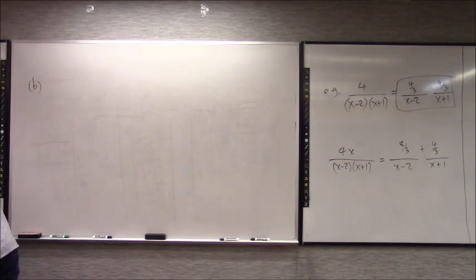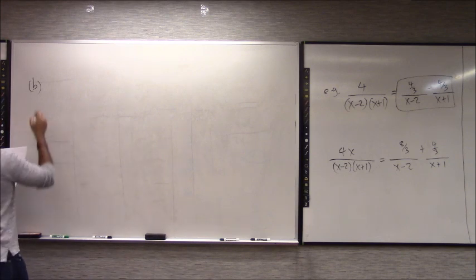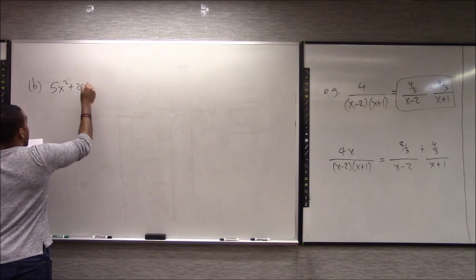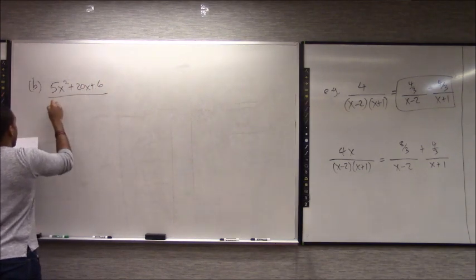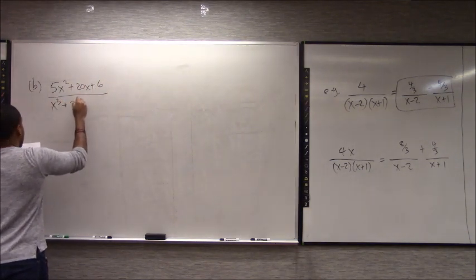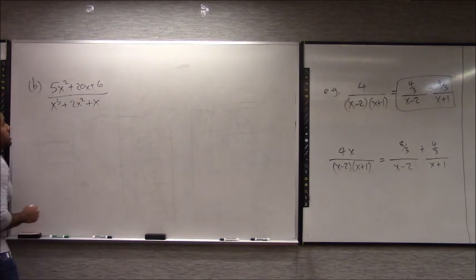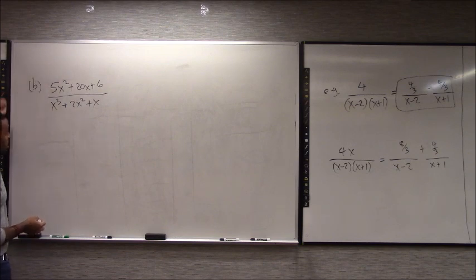So for part b, we have 5x squared plus 20x plus 6 over x cubed plus 2x squared plus x. All right, so I want to find the partial fractions. Step 1. Is it proper? Yes. Highest power on the top is a 2, highest power on the bottom is a 3. So it's proper.